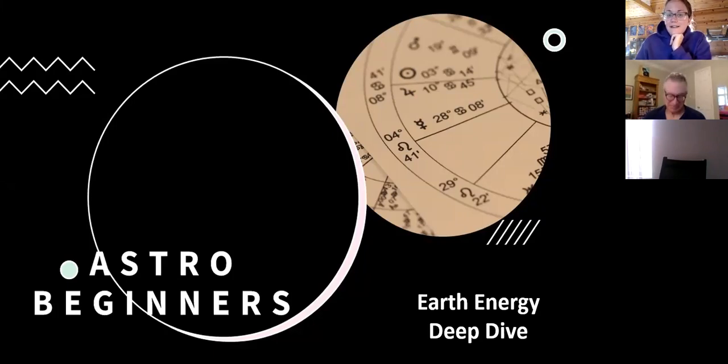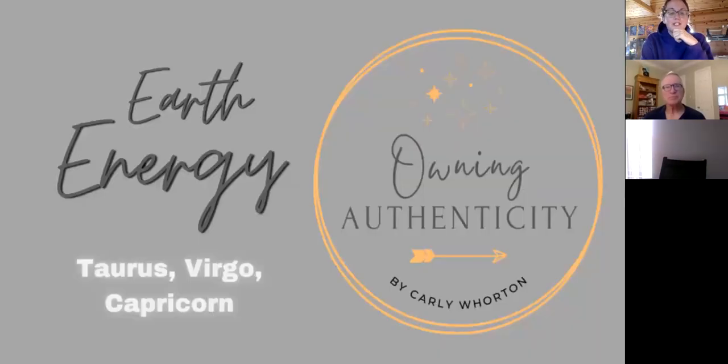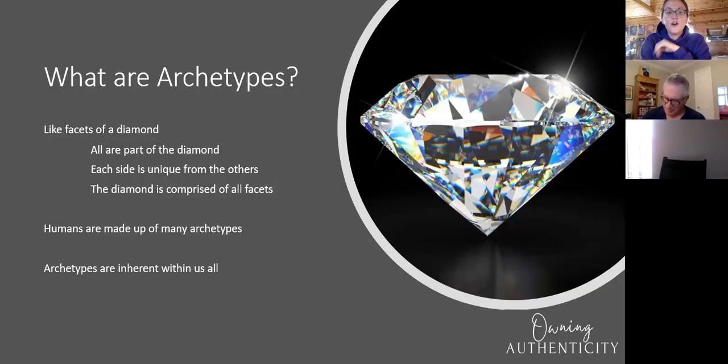I've never done the Earth Energy family before, so this is a first for this particular session. We'll go through Taurus, Virgo, and Capricorn, which are the 3 Earth signs, and introduce their houses and planets. We'll get into all of those good things.